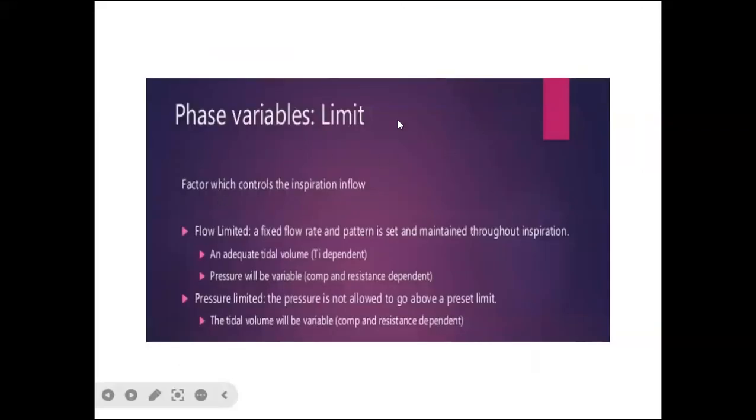Then coming to phase variables, the limit. The limit is mainly pressure or flow. If you select tidal volume, flow is the limit factor. If you select pressure control, pressure is the limit variable. You cannot go beyond a certain pressure; if you set the pressure at 20, it will not go beyond that. If you set a tidal volume, flow will be adjusted according to the inspiratory time. Time is fixed, volume is fixed, so flow will be fixed. So the limit variable is flow or pressure.